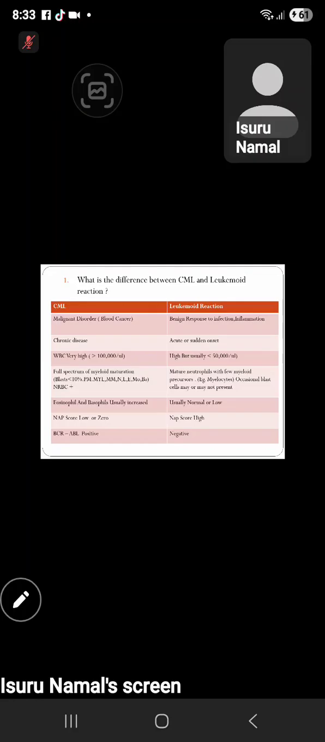Then, CML is a chronic disease, but leukemoid reaction is an acute or sudden onset disease. That happens within a short time period, but CML develops over a long time, very slowly. In CML, the WBC count is very high, maybe more than 100,000. But in leukemoid reaction, it is usually less than 50,000 WBC. That can change, but usually it is less than 50,000, right?